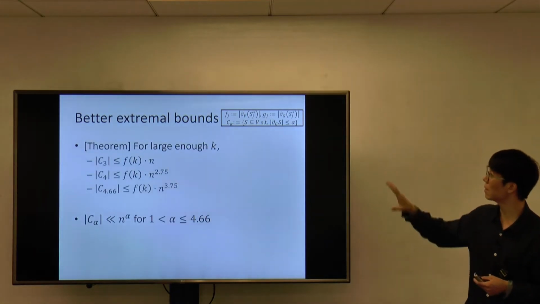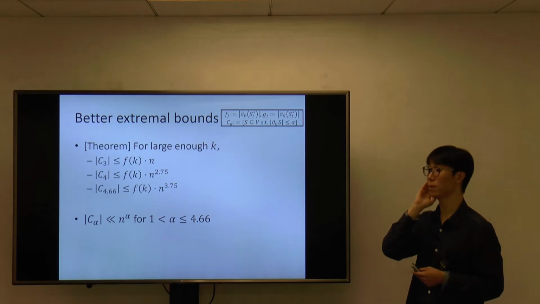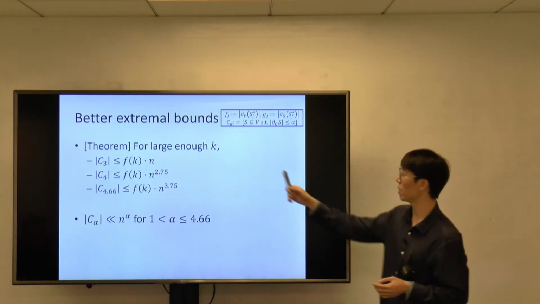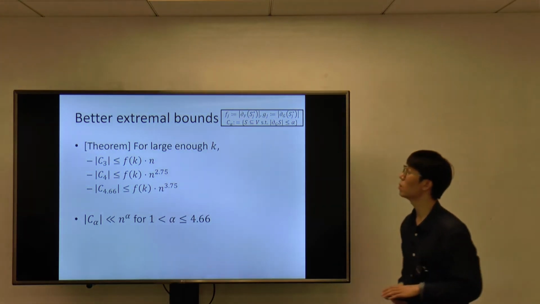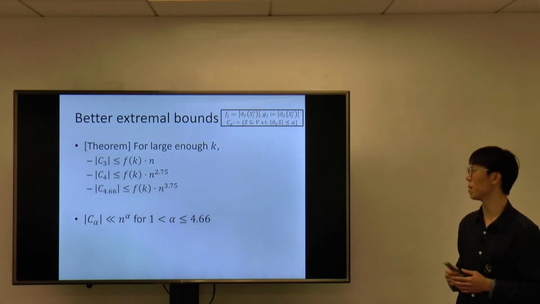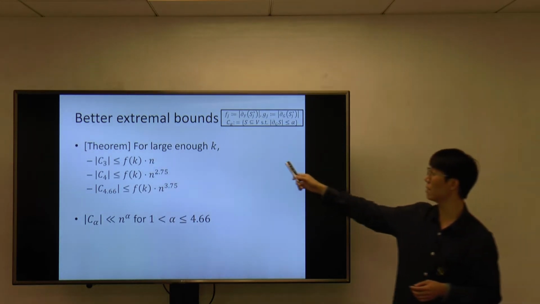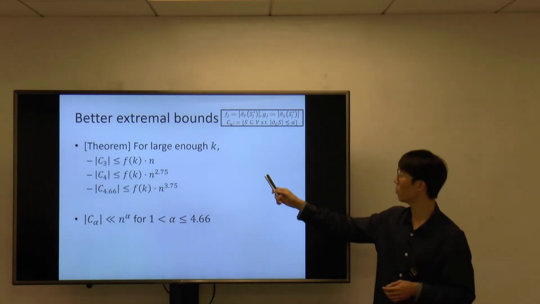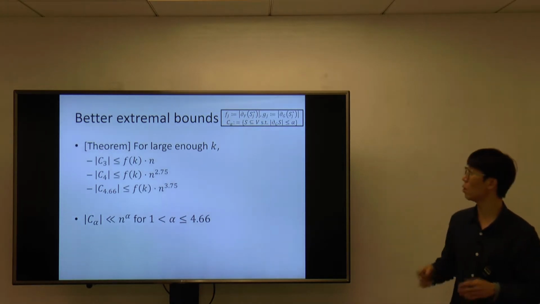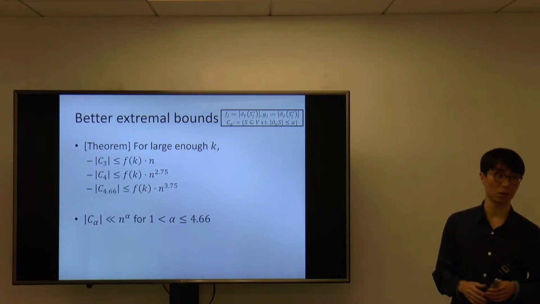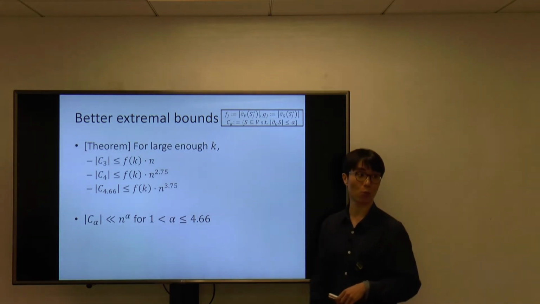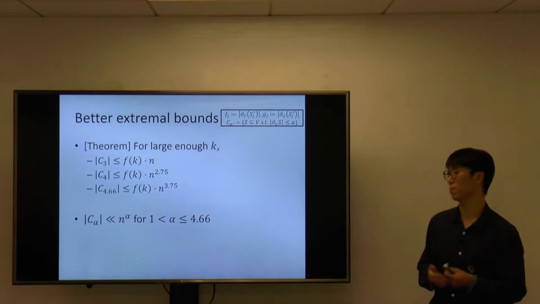And this is the one technical theorem we proved. We proved that when k is a large enough constant, then we give these 3 bounds. If you look at C3, then the Karger-Stein bound will only guarantee an upper bound of n cubed, but we got n here. And same thing for other values: C sub 4, we bound it by n to the 2.75, and C sub 4.66, we bound it by n to the 3.75. So the upshot is that whenever alpha is between 1 and 4.66, we got a bound which is much better than Karger-Stein.